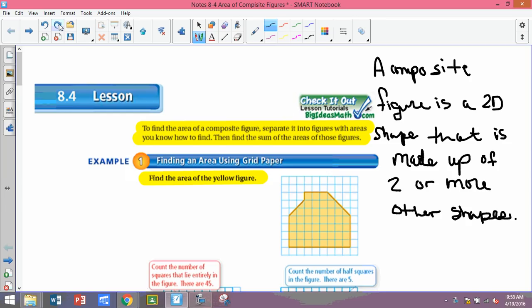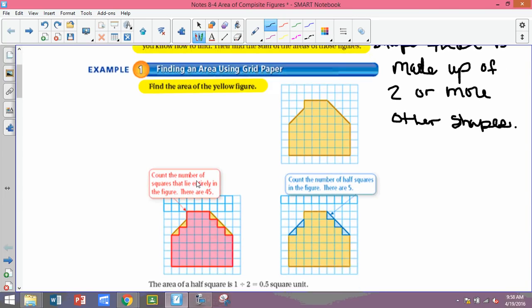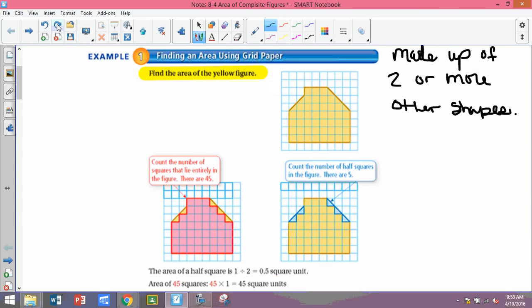That is a composite figure. Okay? So we're going to be finding areas of two-dimensional figures that are strange in shape. If you look at this first example, your book does a nice job of showing you that area is essentially how many of those squares a figure can take up. So you can use that to calculate area.